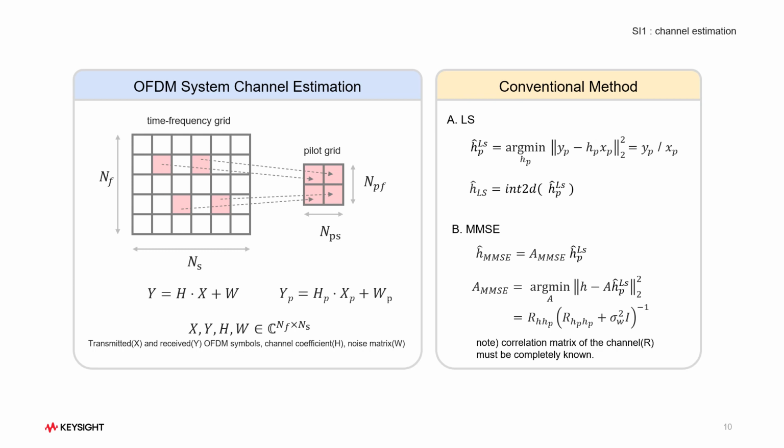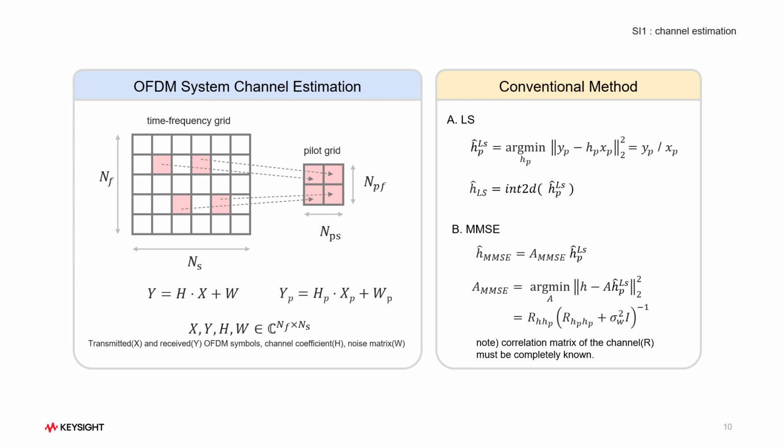In OFDM, pilot symbols are inserted into specific subcarriers. At the receiver, these pilot symbols are extracted from the received signal. Channel estimation is performed based on the relationship between the received and transmit pilot symbols. Least squares estimates the channel by dividing received pilot symbols by transmitted pilot symbols. It is simple but less robust to noise and fading.